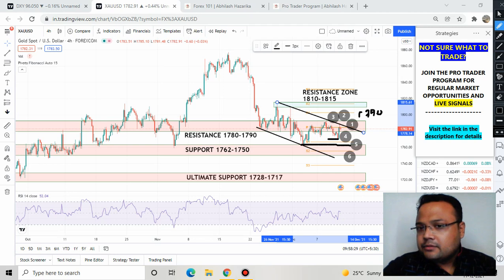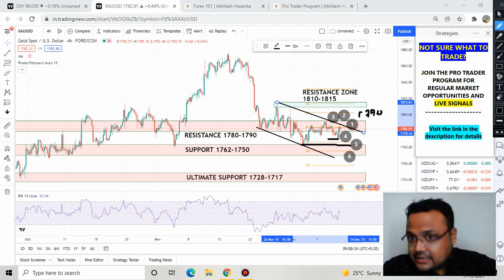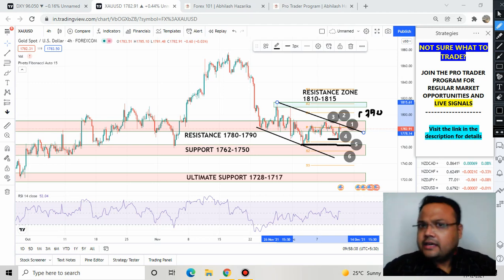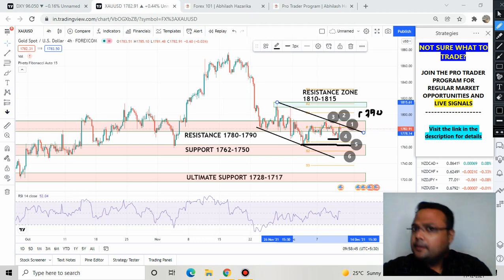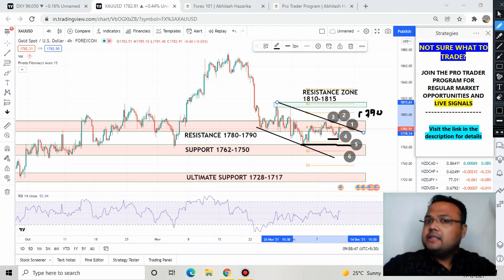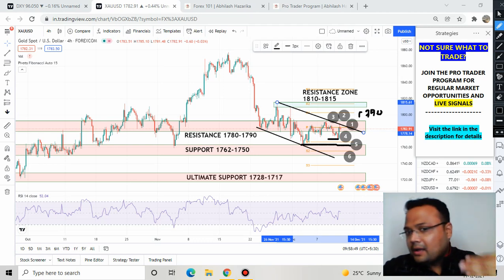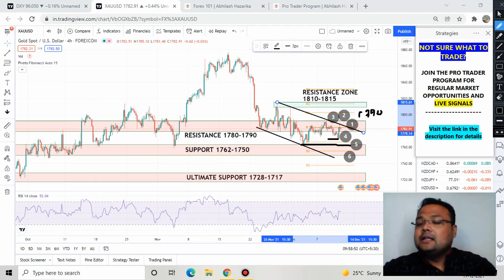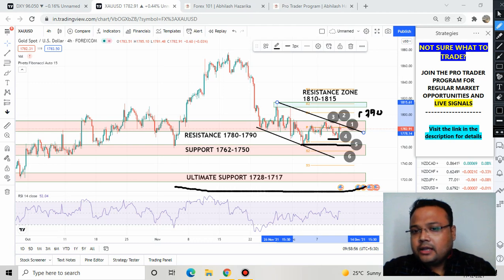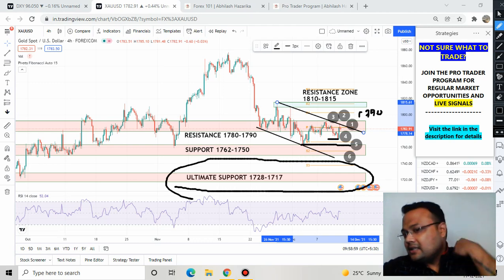In case the market comes down to the level of 1765, you can take a buy if the market bounces. If the market breaks the level of 1765 and then comes down to 1761, that can also be a buying position. But if 1761 also fails to provide support, then 1750 is the last support for the market for Monday. Ultimate support is available at 1728 to 1717. That's a different chapter. I don't think the market will be testing this level on Monday.